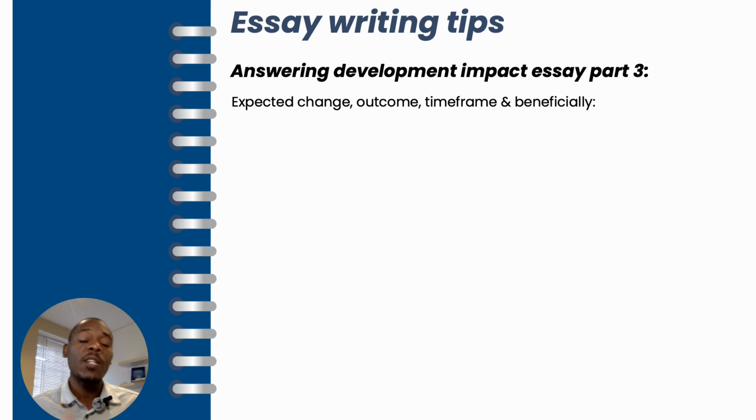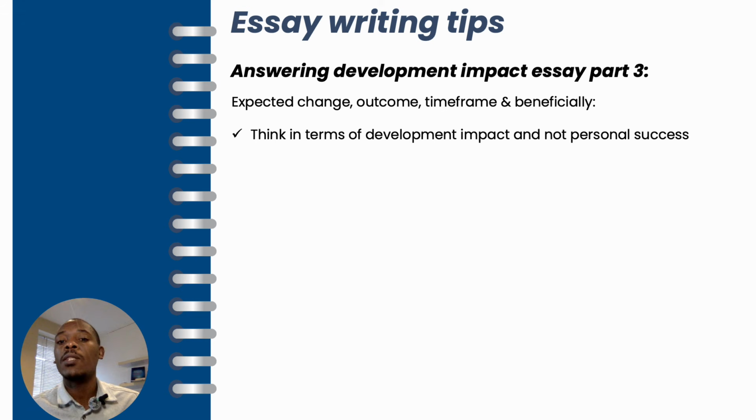When it comes to the third part of the essays, the expected change, the outcome, time frame, and who is going to benefit, how do you answer this part? The first thing is that you think in terms of developmental impact and not personal gain. Like I have mentioned, winning a scholarship is not about your selfish gain because you want to have that master's, you want to have that PhD so that you can get a well-paying job. It is about demonstrating the impact that you're going to create in your community. So think in terms of developmental ways.